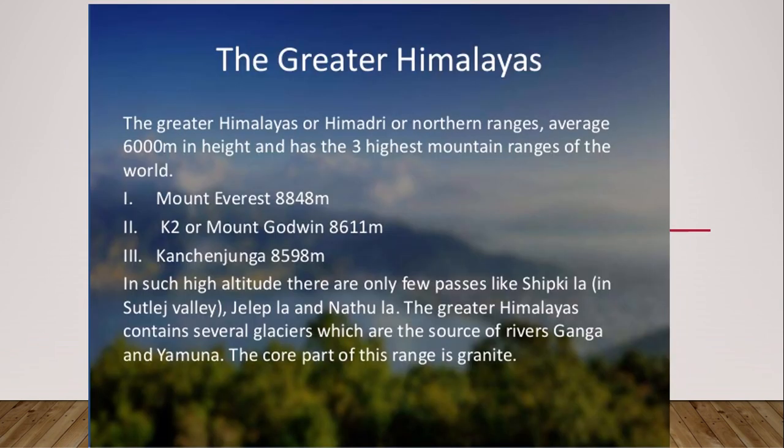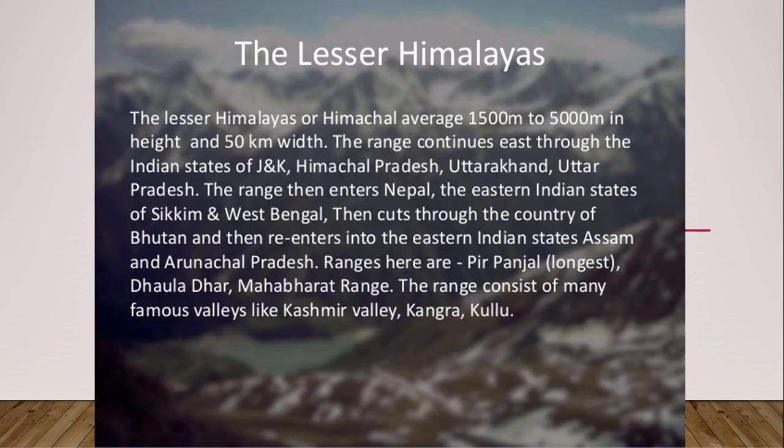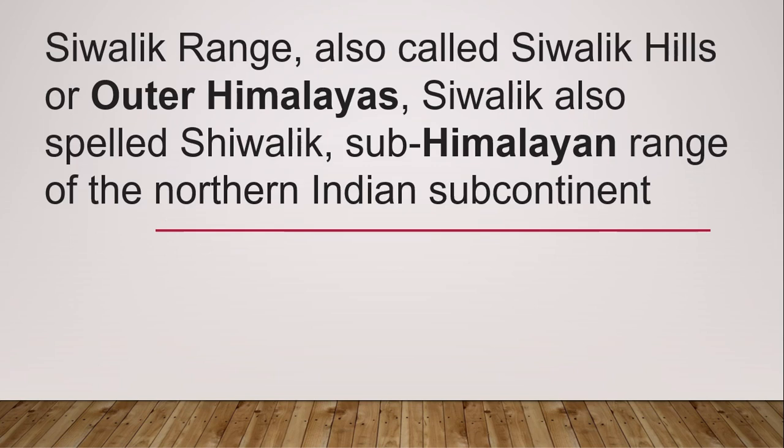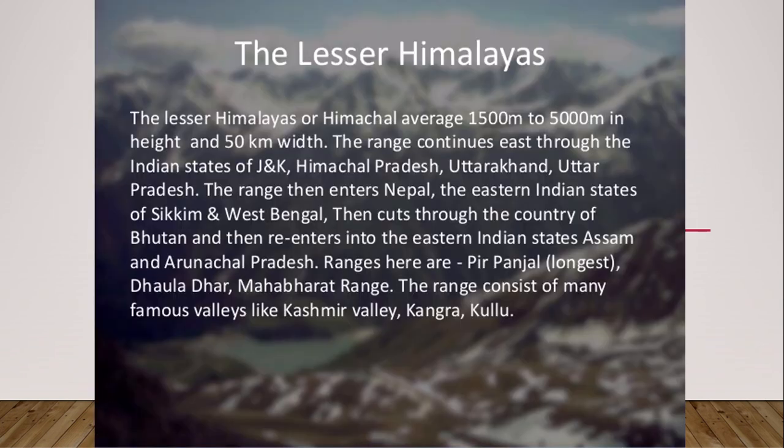So next we shall move on to the Lesser Himalayas or the Himachal. The Himachal range, also called the Lesser Himalaya, is a major east-west mountain range with elevation 3,700 meters to 4,500 meters along the crest, paralleling the much higher High Himalayas range from the Indus River in Pakistan across northern India. This region is subjected to extensive erosion due to heavy rainfall, deforestation and urbanization. Major hill stations of the Himalayas are located in this range: Shimla, Mussoorie, Nainital, Almora, Ranikhet and Darjeeling. These are some of the familiar places.